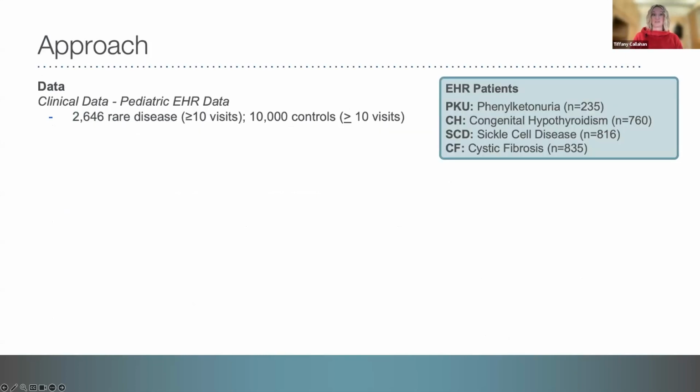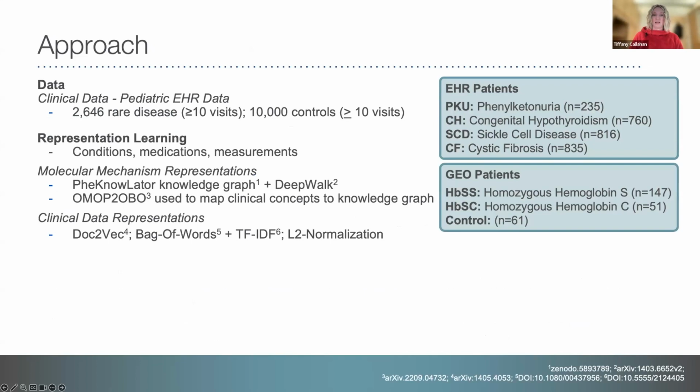So study 2. We use the same set of pediatric rare disease patients that we used in study 1. And similar to study 1, patient representations were built using different combinations of clinical data. In addition to the bag of words model, which we used as our baseline, we also derived representations using GraphSAGE. So we built representations in 2 ways from the Phenolater knowledge graph, again, designed to represent molecular mechanisms underlying human disease.